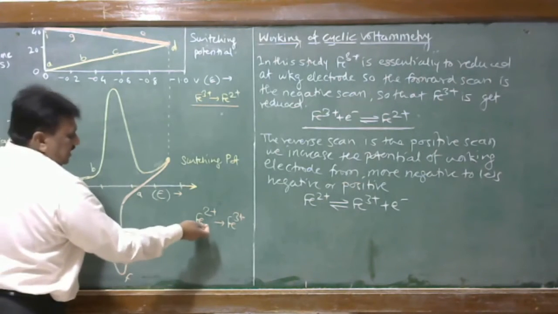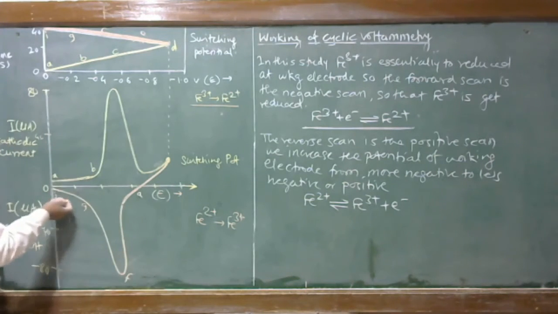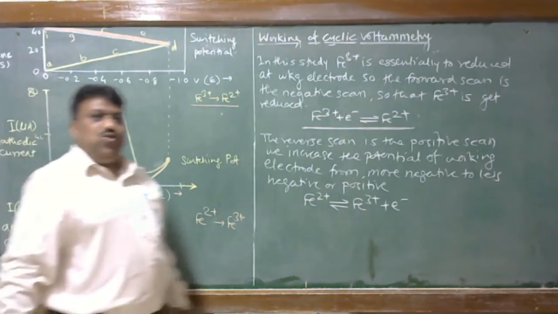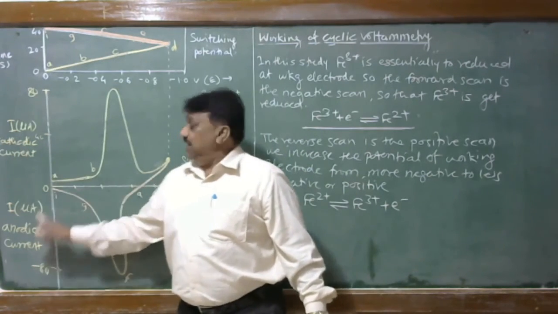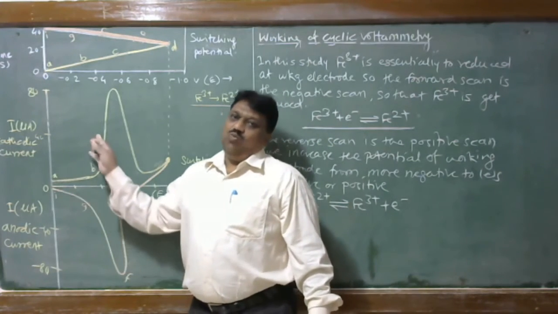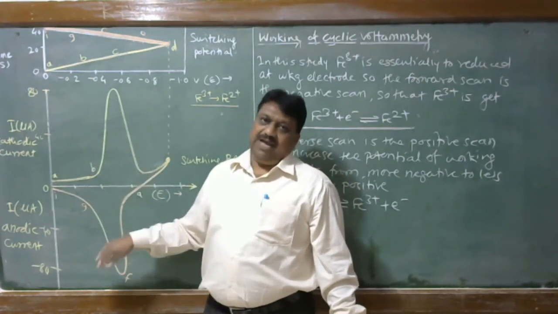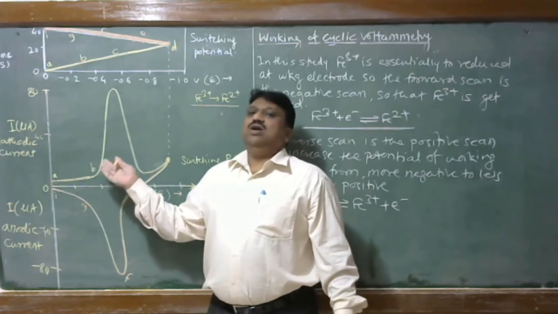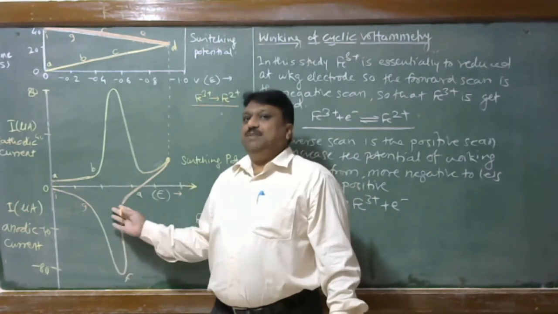And in the second case, in reverse scan, we oxidize that analyte by reversing the potential, and in this case we can measure the anodic peak current. Therefore, in cyclic voltammetry, both cathodic current and anodic current are measured as a function of voltage. That is, in forward scan one current is measured, in reverse scan another current is measured. That may be cathodic or that may be anodic. Depending upon the course of reaction, forward scan may be negative, or sometimes it may be positive, or reverse scan may be positive or it may be negative.